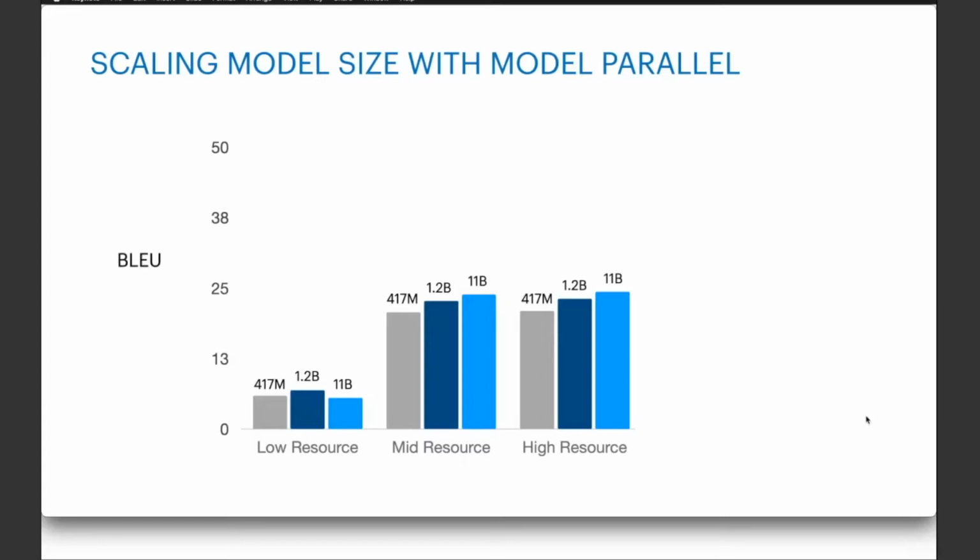And so if you've heard of models like GPT-3 or T5 or stuff like that, it's all based on this scaling effort. And so what happens when we apply it to translation? You can see that for low resource, we actually suffer. The model quality gets worse.